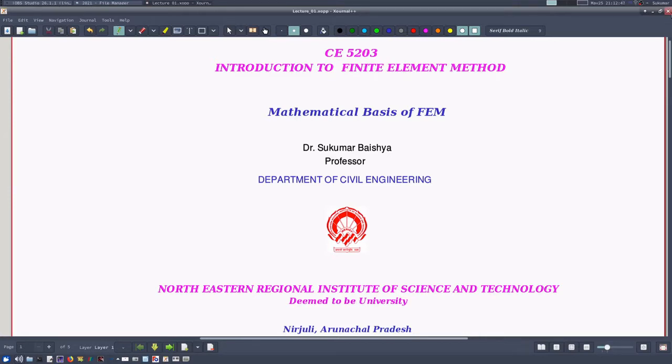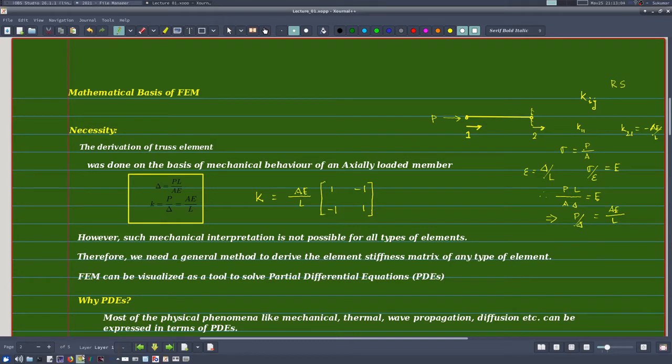So, in this course, Introduction to Finite Element Method, C5203, today's topic is Mathematical Basis of Finite Element Method. Now, first let us see why we need to study the mathematical basis. The reason is you have seen the derivation of the bar element, and that derivation was based on the mechanical interpretation of an axially loaded bar.